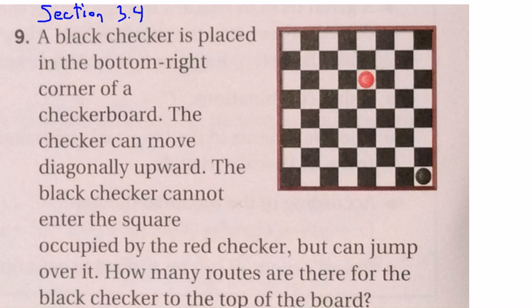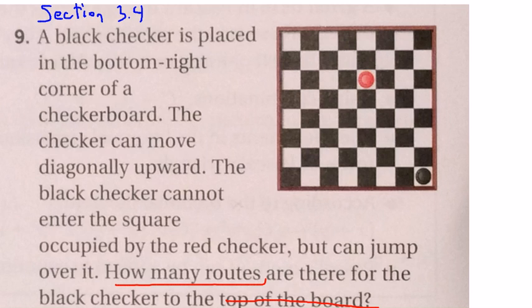When we get up to this red square, it says that the black checker cannot enter the red square, so it can't do this, cannot do that. However, it can jump over the red square to the diagonally opposite white square. Okay, it can jump over it. And our job is to determine how many routes can lead to the top of the board.